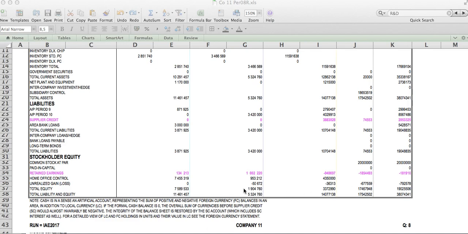Then home office control, as I mentioned earlier, is what this company's home office has invested into the various subsidiaries. So it has invested $7.4 million in the US, roughly $1 million in Europe, and about 4.3 million reals in Brazil. So that's what these different subsidiaries have as their local equity.